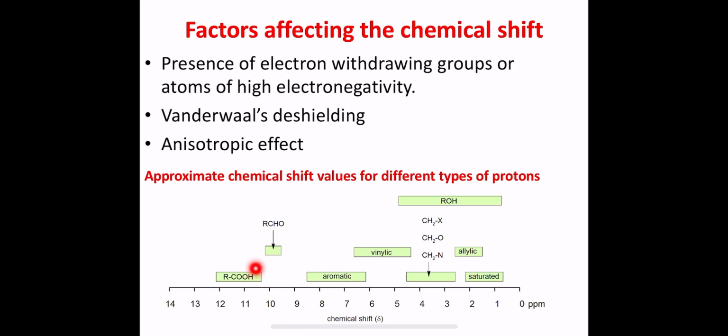and in between 9 to 10 ppm we are going to get aldehyde protons, and in between 10 to 12 ppm we are going to get carboxylic acid protons.